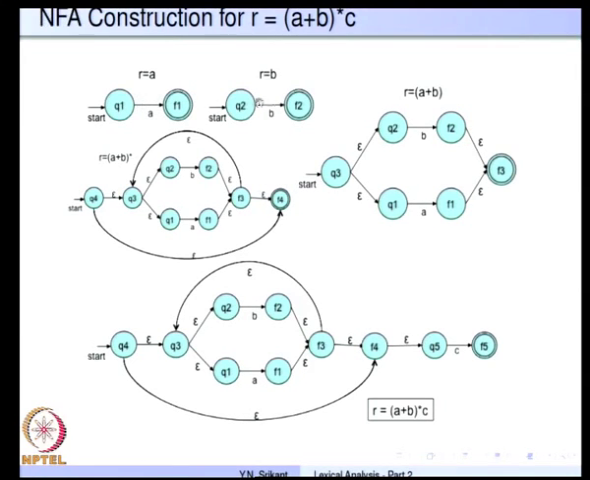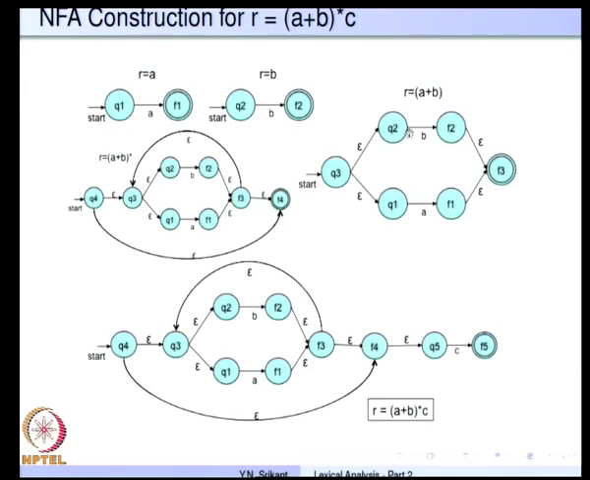So, R equal to A and R equal to B. I did not write the R equal to C part of it because it is very trivial. So, these are the two corresponding machines for A and B. Now, what about A plus B?